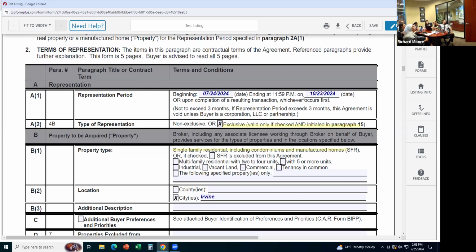There's a chair over here. Okay. Yeah. Yes.